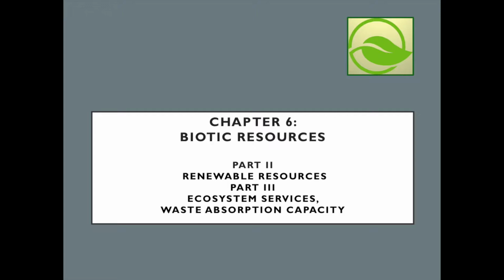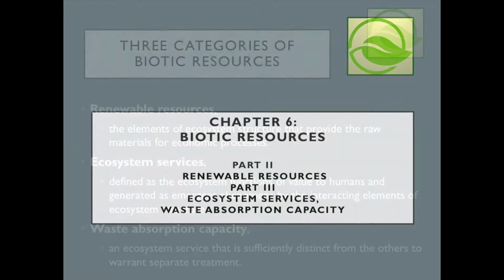This is a lecture in Ecological Economics, Chapter 6 from the textbook Ecological Economics: Principles and Applications by Herman Daly and Joshua Farley. This is Part 2, where we will discuss renewable biotic resources. In Part 3, we will discuss ecosystem services and waste absorption capacity.